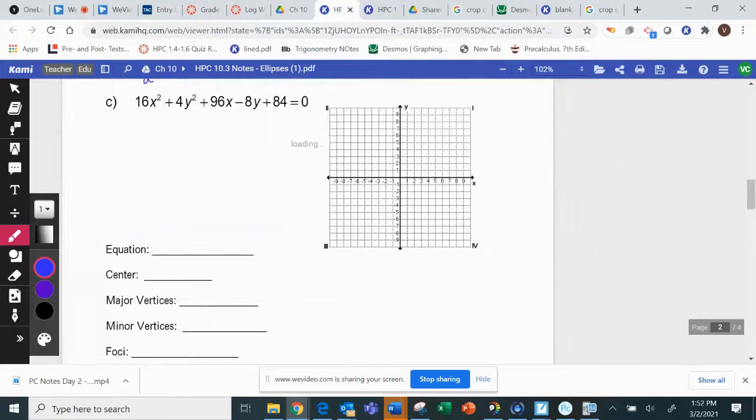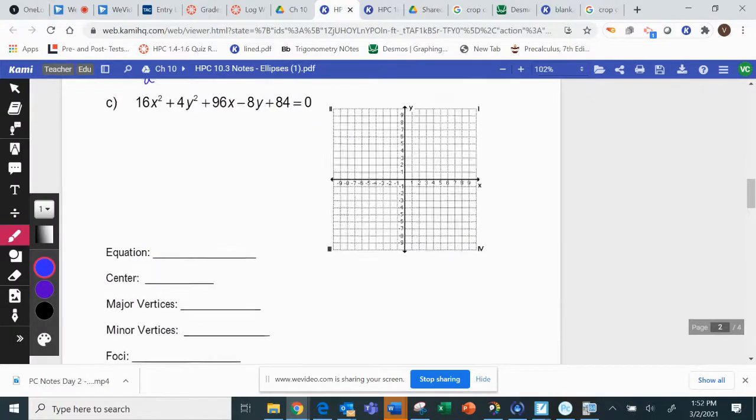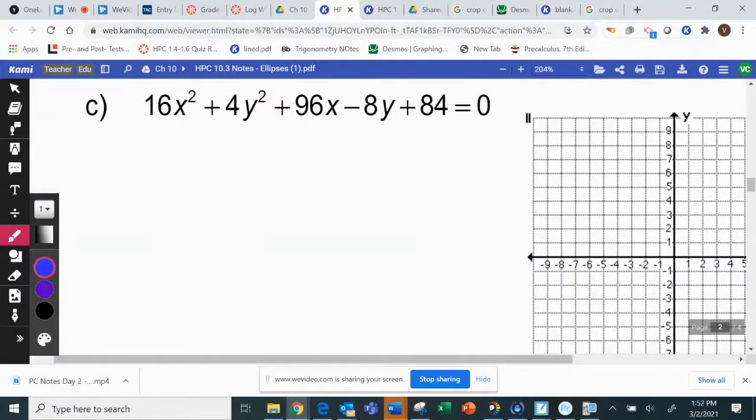Okay, next one is not in the correct form, so we got to change the form first. So we're going to do complete the square. All right, I'm going to put my x's, my y's together.